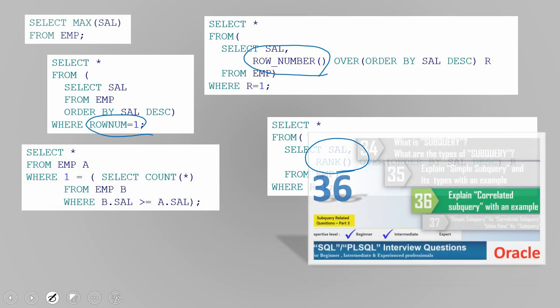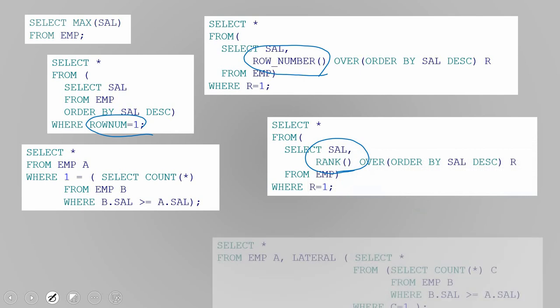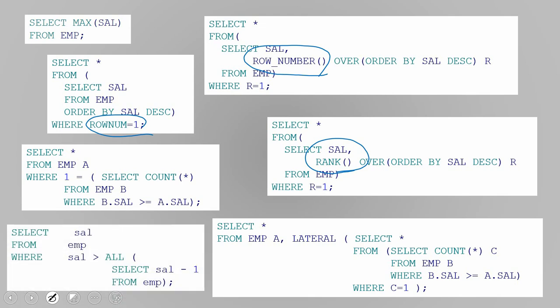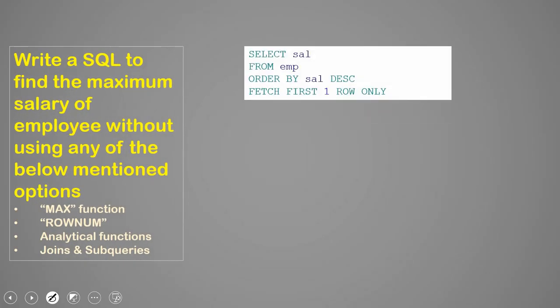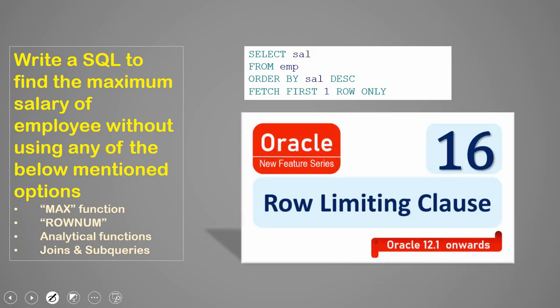If you want to understand how this correlated subquery works, I would suggest you watch this video. Okay, and the next method is using the lateral join. In fact, the logic of the correlated subquery and the lateral join is exactly the same. And the next method is using the simple inner query. So all these methods are using some of these options, but without using all these options, here is the query using the row limiting clause. In fact, if you're hearing about the row limiting clause for the first time, I would suggest you watch this video. This functionality was introduced from Oracle 12.1, mainly for the pagination of queries.